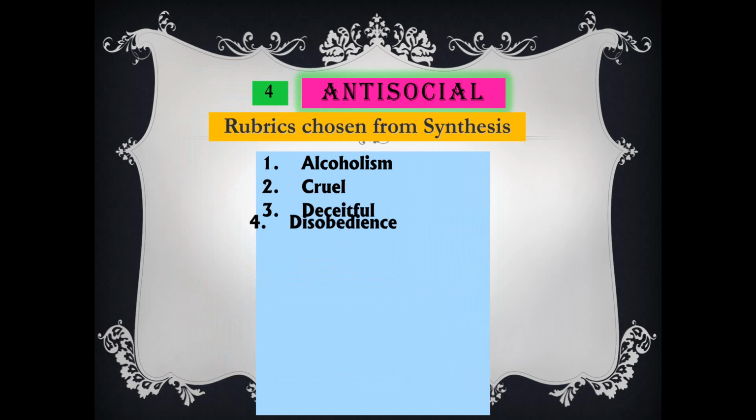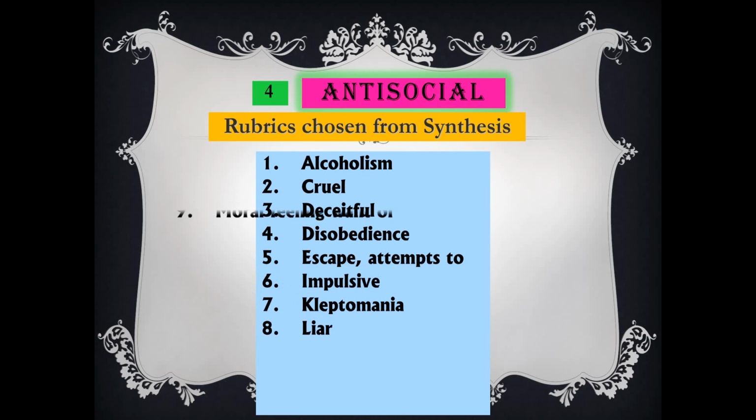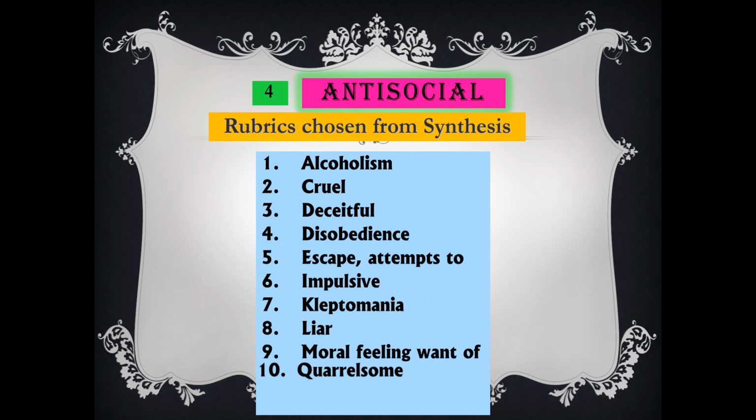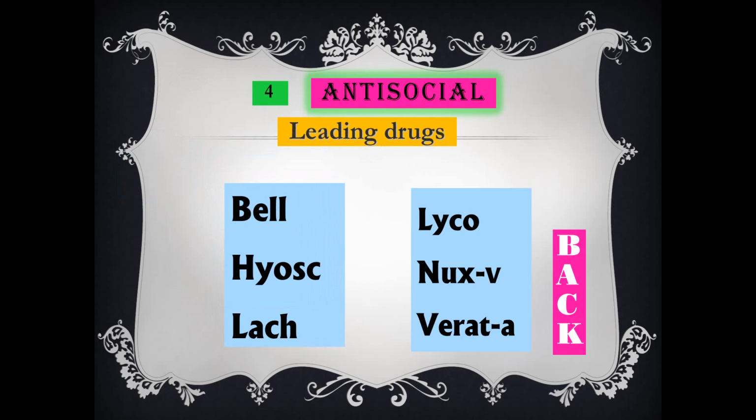Now let us see this here. Alcoholism, cruel, deceitful are the rubrics which we get. Disobedience also, then attempt to escape, then impulsive, kleptomania, liar, moral feeling, want of, quarrelsome and unfeeling. Unfeeling means lack of feeling, carelessness. So remember one thing, when you choose rubrics from the repertory, do not choose two small rubrics and do not choose two big rubrics. If all the drugs are coming in a very big rubric, it is meaningless. Similarly, a rubric which contains only 1, 2, 3, 4, 5 drugs, no. Too little is also not good and too big is also not good. So that is what you have to keep in mind. Drugs here are belladonna, hyoscyamus, lachesis, lycopodium, nux vomica and veratrum album.